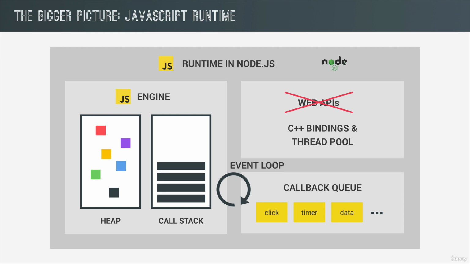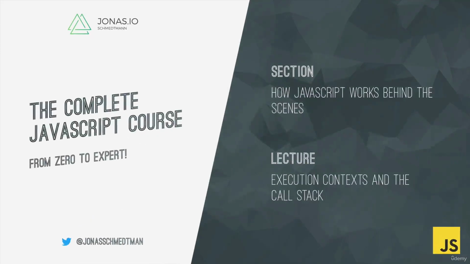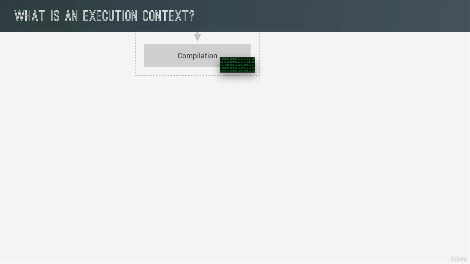All right, cool. That's all I had to tell you about JavaScript engines and runtimes. In the next lecture, we will learn how JavaScript is executed in the call stack. In this lecture, let's answer the question, how is JavaScript code executed? We already know that it happens in the call stack in the engine, but let's dig a bit deeper now.